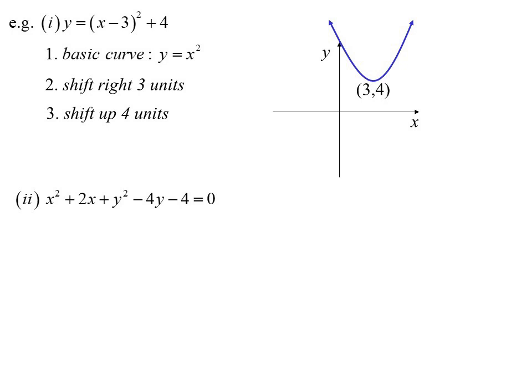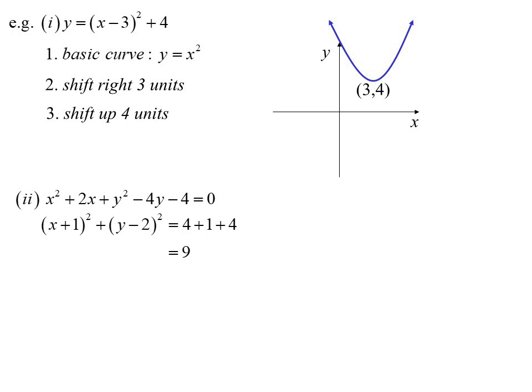This one here, well, it is a circle, because I can see the x squared and the y squared. But to work out the shift, I'm going to have to do some completing of the square. So I complete the square on the x squared. We add half the coefficient of x squared, so we square that. Half the coefficient of x in this case is 1, so we add 1 to the right hand side.